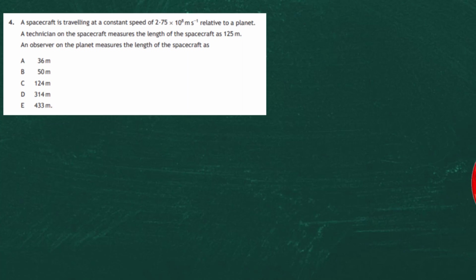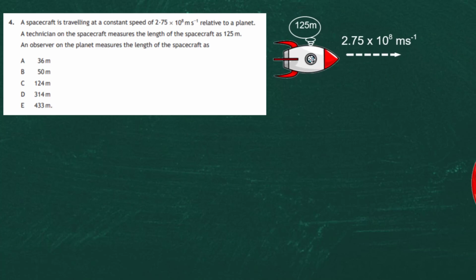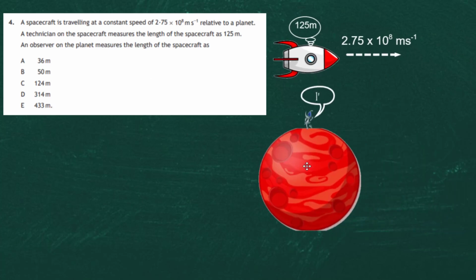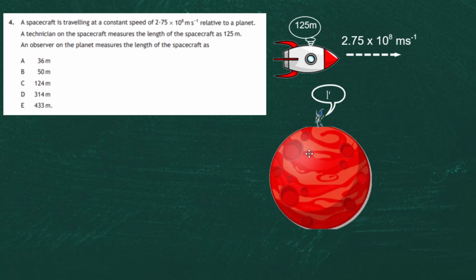So we draw a picture of the situation. We have the spacecraft moving past the planet at that given speed. You can see that the spacecraft is moving at 2.75 times 10 to the power 8 metres per second, and the technician on the spacecraft is going to measure what we call the proper length of the spacecraft, 125 metres. Remember, the technician realises that as far as he's concerned, the spacecraft is not moving. So he measures that as 125 metres, and that's called the proper length. But it's the observer on the planet who is going to measure the relativistic length of the spacecraft.